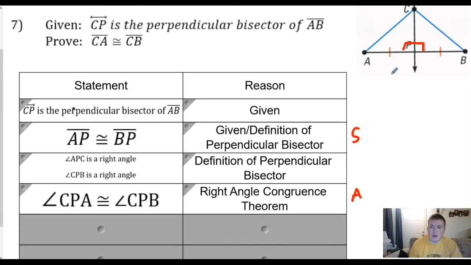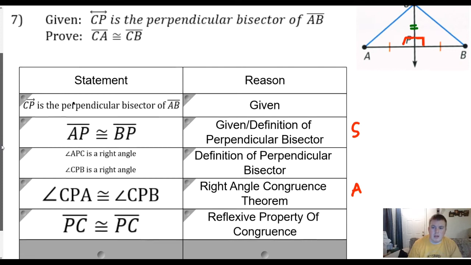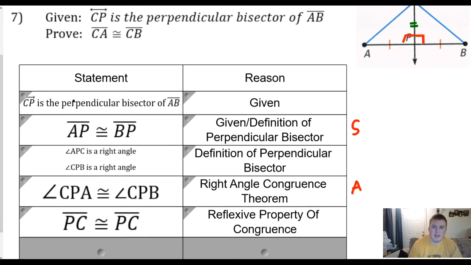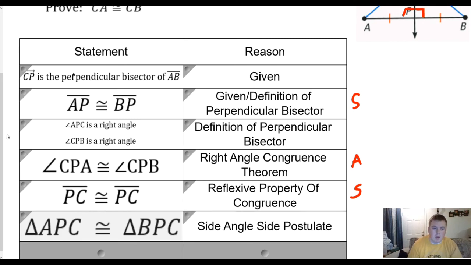Alright, so looking at what else we can prove from this, we're going to have a segment that's included in both triangles. So as we've seen when we've been able to do that so far, whenever we have a line that's being shared, by the reflexive property of congruence, we're able to say that it's congruent to itself. So PC is going to be congruent to PC by the reflexive property of congruence. So we now have a side, an angle, and a side, which is one of our 5 ways that works to prove a triangle is congruent. So because triangle APC is congruent to triangle BPC, we can say that by the side angle side postulate.